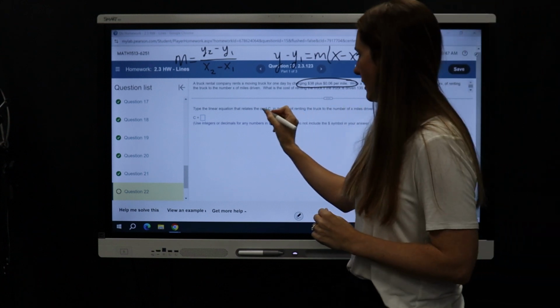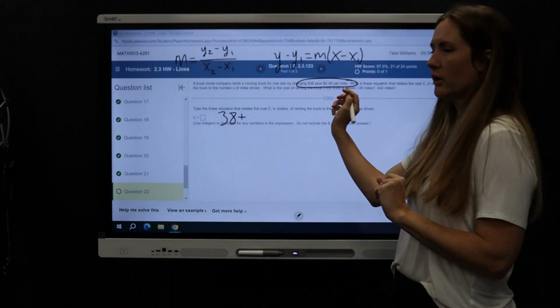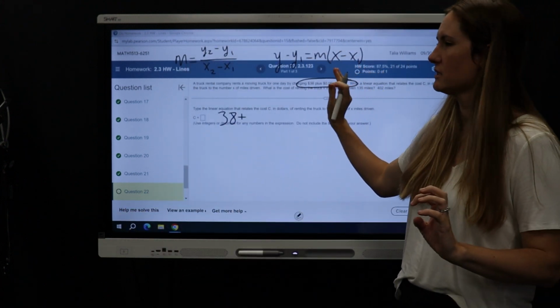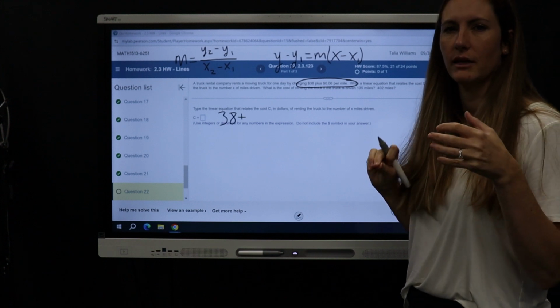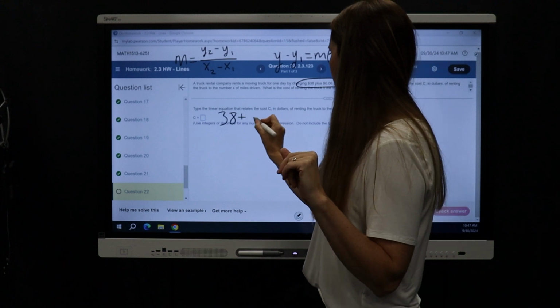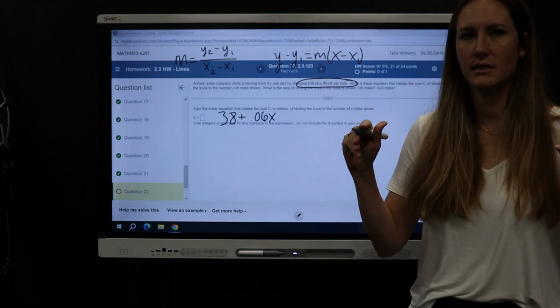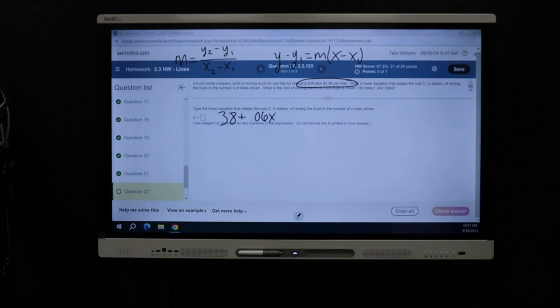it's 38 plus, exactly what it says. Now whenever you're reading any word problem and it says per, it's going to be multiplied by something because it's going to change every time. So since it's 6 cents per mile, we're going to have 0.06x, because it changes every mile. It's different if it's 1 mile or 2 miles. So 38 plus 0.06x.